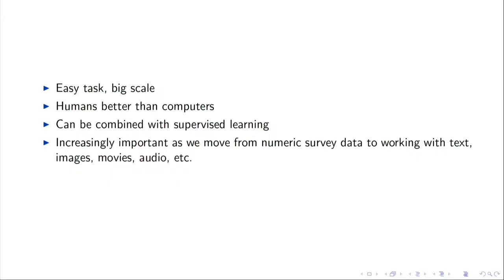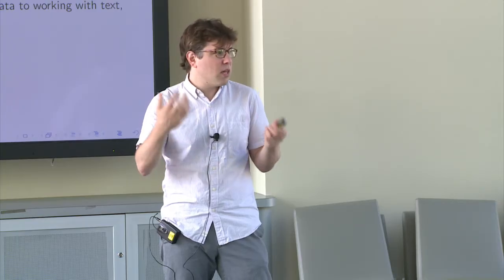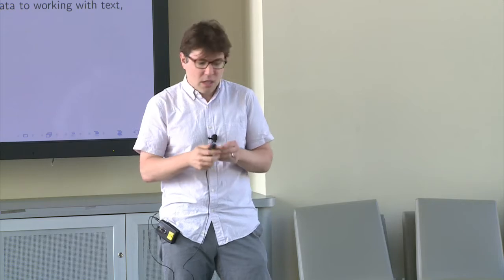And I think that these kinds of human computation tasks will become increasingly important in social research as we move away from rectangular survey data to data that uses images, text, videos, and sound. A lot of these things, the meaning of them is potentially difficult to extract for a machine, but is much easier for humans. And so I think these are the types of data where we will see human computation in social research.